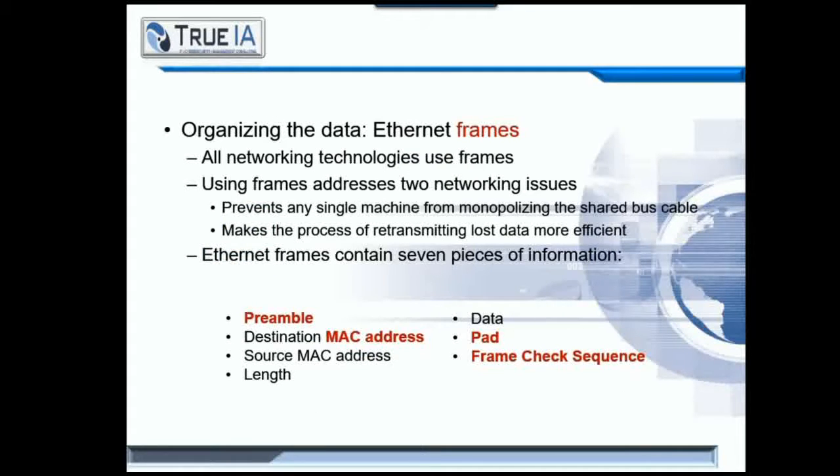So previously we talked about the Ethernet frames. All networking technologies use frames. Using frames addresses two major network issues. First, it prevents any single machine from monopolizing the shared bus cable, and next, it makes the process of retransmitting lost data much more efficient. Ethernet frames contain 7 core pieces: the preamble, the destination MAC address, the source MAC address, the length, the actual data itself, a pad, and a frame check sequence.